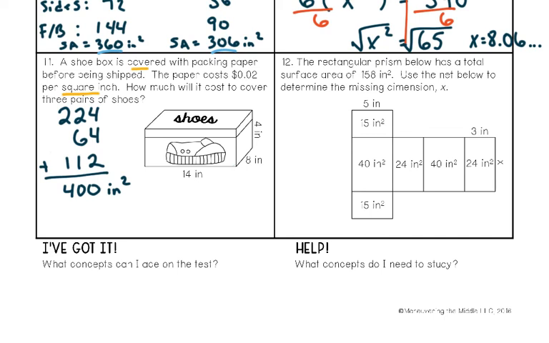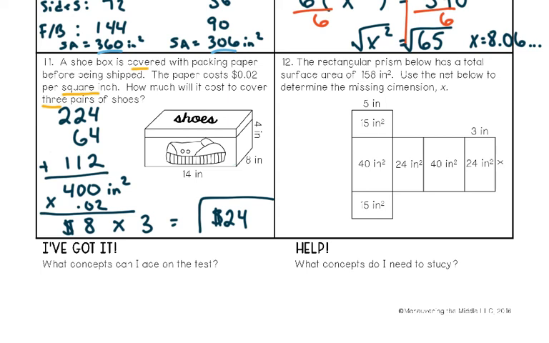Now, I'm not done yet, because the question's asking about cost, and it tells me that the paper costs 2 cents per square inch. This is how many square inches I have. Since it costs 2 cents per square inch, I'm going to multiply that 400 by 0.02. That's going to tell me how much it costs to cover 1 pair of shoes, which is $8. So it costs $8 to cover 1 pair of shoes. But the question is asking me to find how much it costs to cover 3 pairs of shoes. So I take that $8 per one and multiply it by the 3 that it's going to be covering to get a total cost of $24.